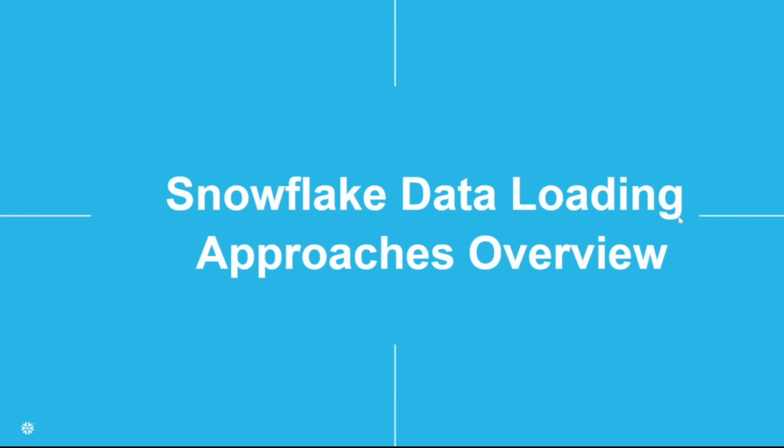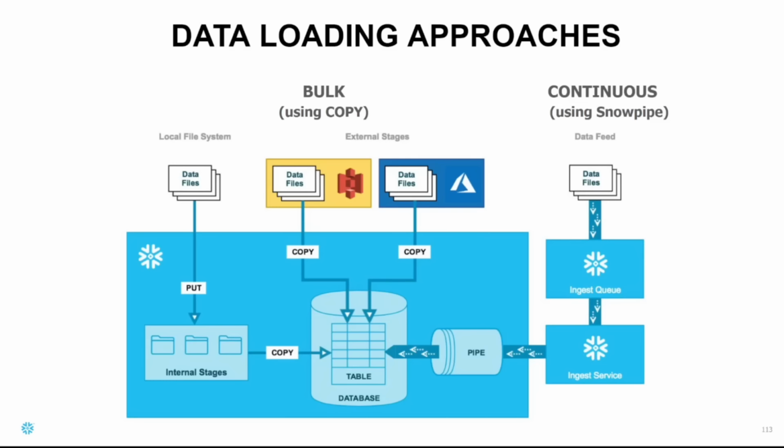So in this video, we are going to talk about the different data loading approaches in Snowflake. There are 2 data loading approaches we have in Snowflake. One is bulk load, and another one is continuous. The bulk load is going to happen through a copy command from either your local file system through internal stages to a table, or you can do the same bulk operation from your external stage through the copy command to your table. So those are the 2 ways through which you can use the copy command to do the bulk operation.